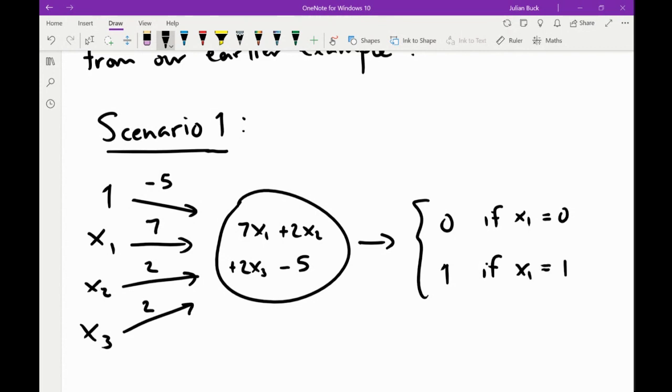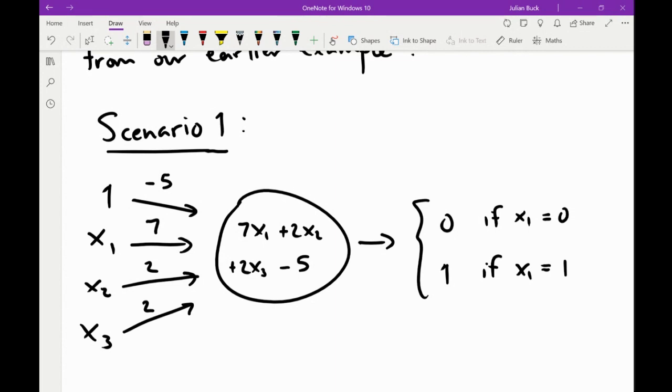Okay. So this does exactly what we described. And of course, it takes a lot less writing and a lot fewer words to draw this picture and then see what it's doing. Right? So that's one of the nice advantages of these perceptron diagrams.